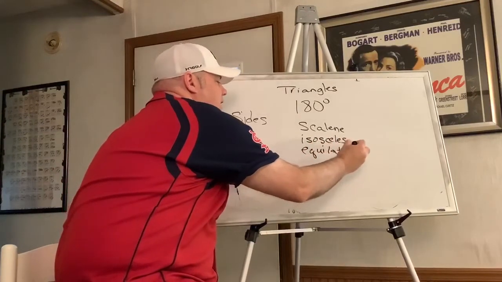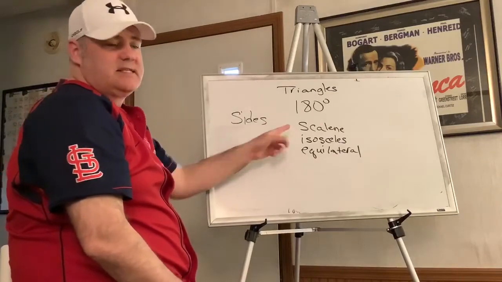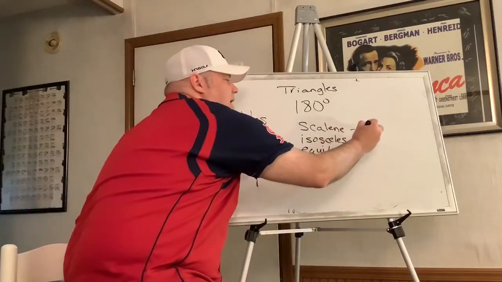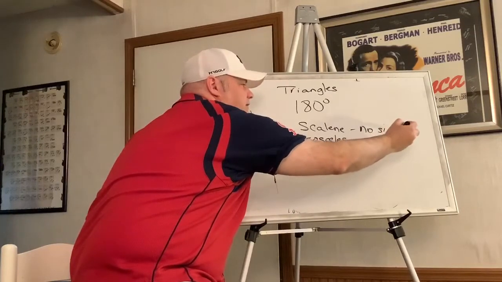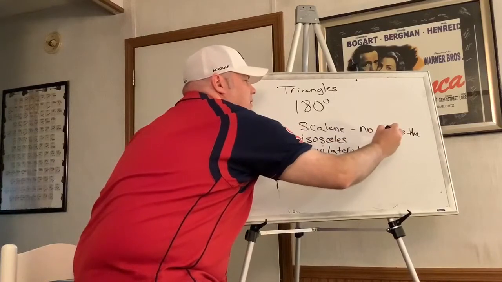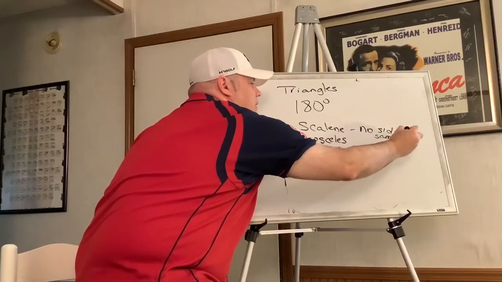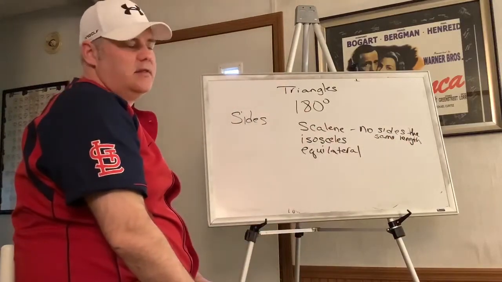Those are the three names for a triangle by its sides. All that means is scalene has no sides the same. So like that 10, 12, and 15 one. No sides of the same length. Okay. So there's no sides the same length.